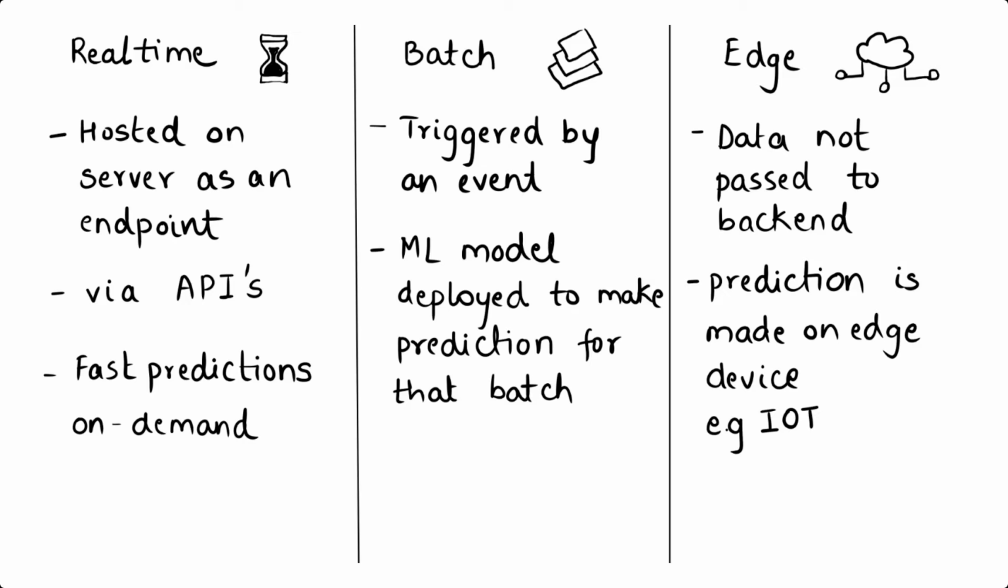So how do you decide which method to use? Well, there are several factors that need to be taken into consideration. Firstly, latency. How quickly does the application or user require the results of your model's prediction? And secondly, data privacy. Are there any issues or concerns of sending data to a backend? And thirdly, you have to consider network connectivity.